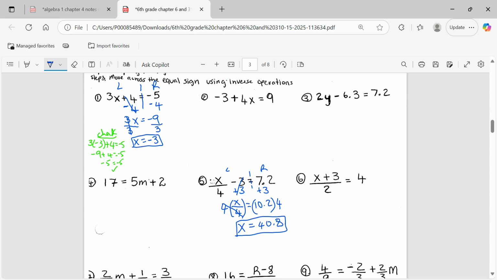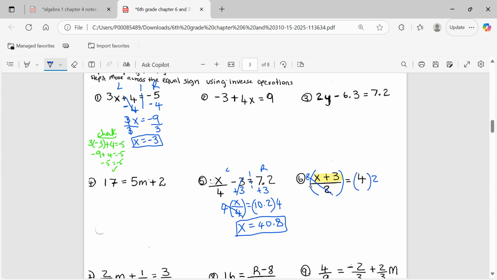Now I want us to look at number 5 and see how it's different than number 6. Number 6 says x plus 3 divided by 2 is equal to 4. Everything on top, the whole numerator is being divided by 2. In this case, the first thing I would do is not subtract the 3, but it's going to be to get rid of the 2 because all of this is together on top. So I'm going to multiply by 2 first.